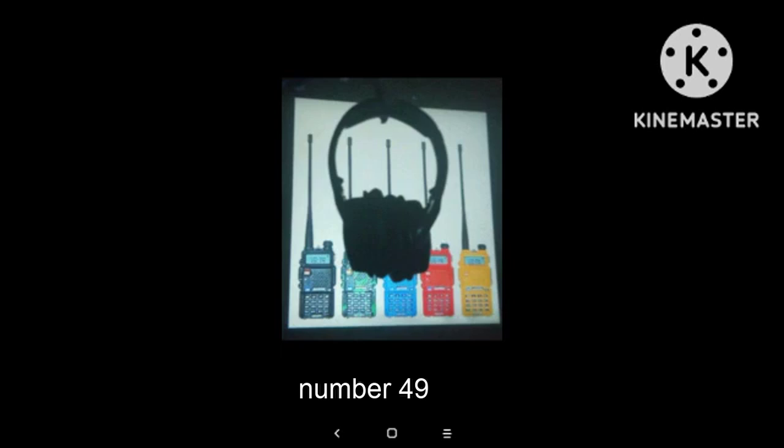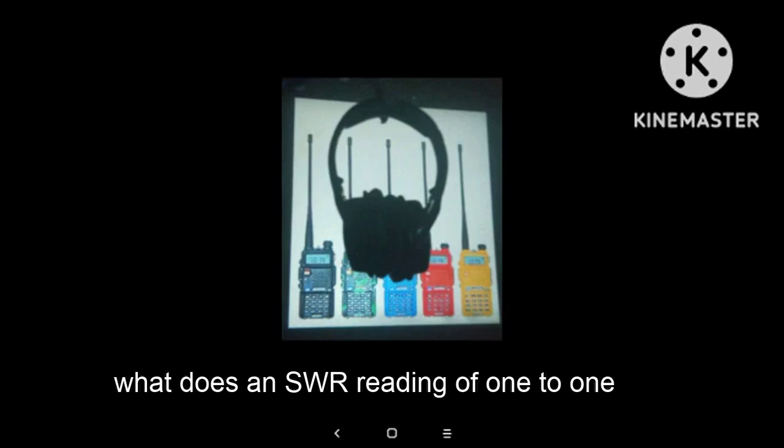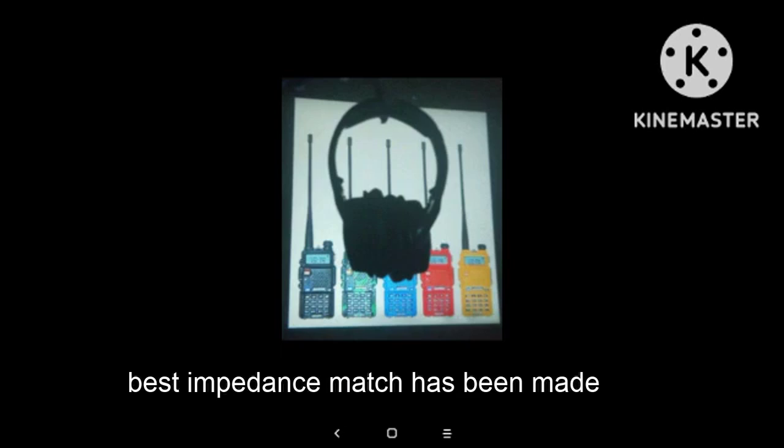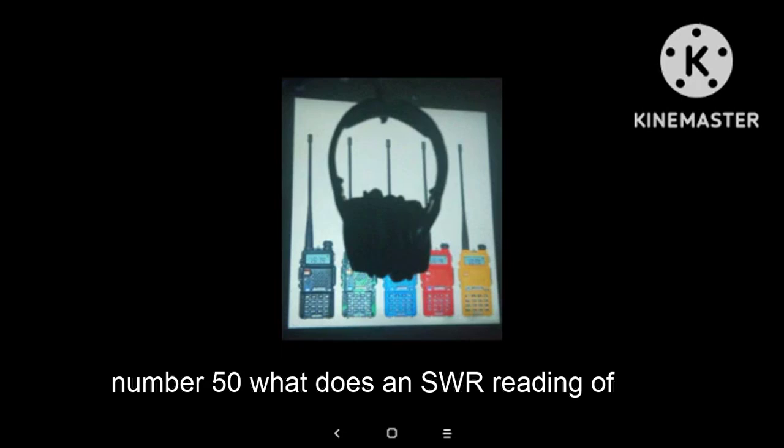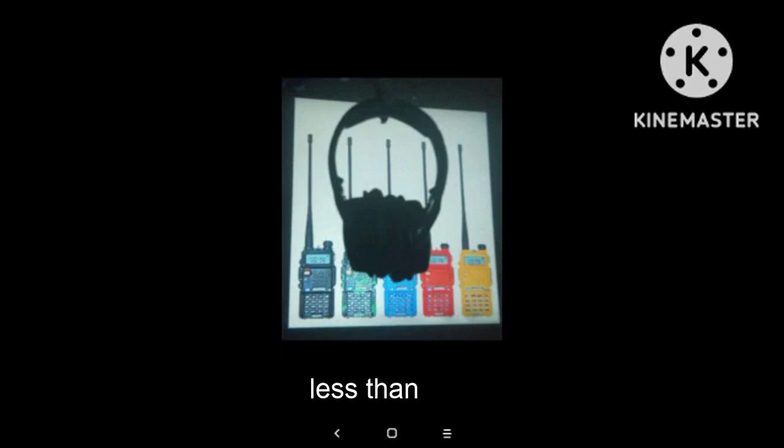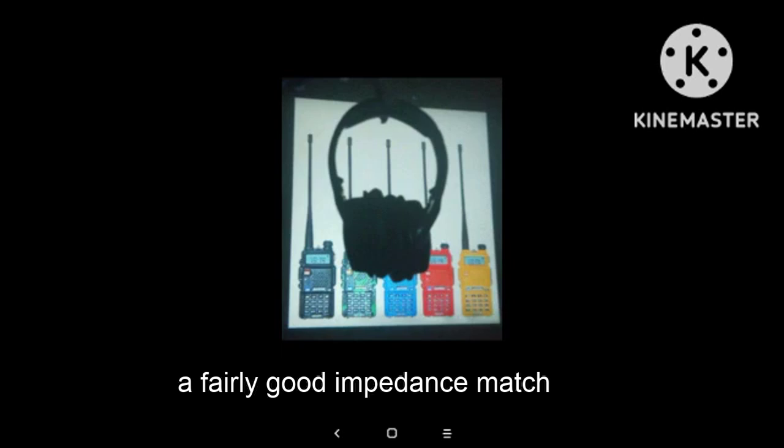Number 49. What does an SWR reading of 1:1 mean? Best impedance match has been made. Number 50. What does an SWR reading of less than 1.5 to 1 mean? A fairly good impedance match.